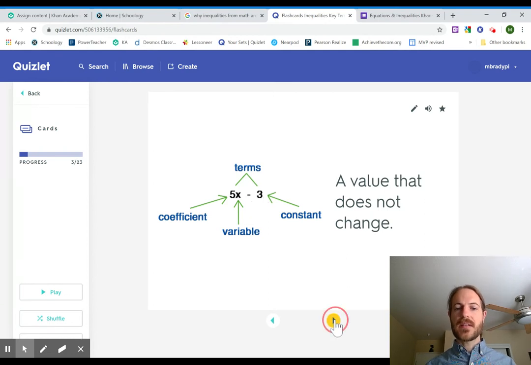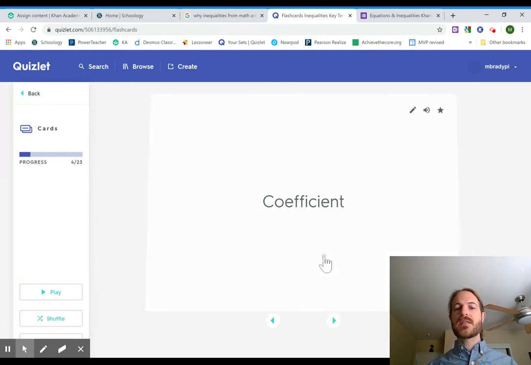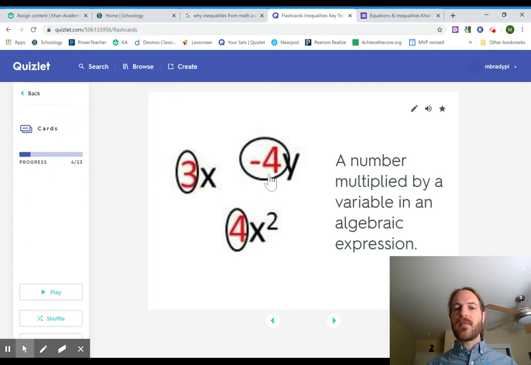So that's a constant. A coefficient is the number in front of the variable. So negative 4y, the negative 4 is the coefficient. 3x, the 3 is the coefficient. 4x squared, 4 is the coefficient, and squared is the exponent. So anytime you see a coefficient, that just tells you that's what's being multiplied by the variable.